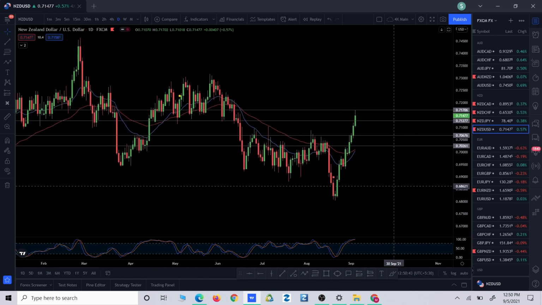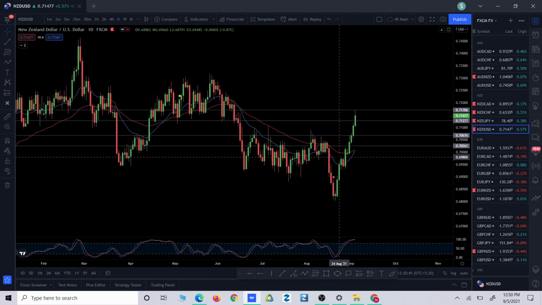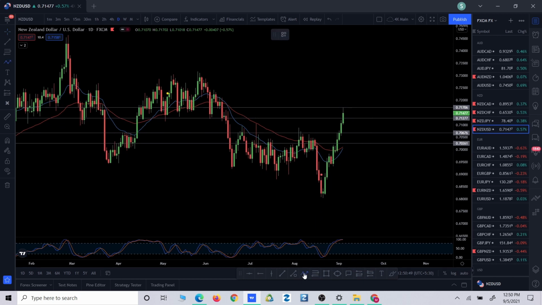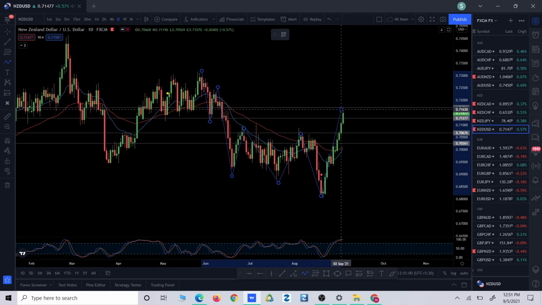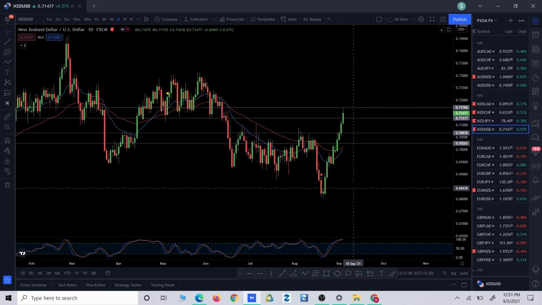As you can see, the price was in a downtrend, but recently the price has broken and closed above the previous high, which indicates a beginning of a new uptrend. Starting from here, we have a low, lower high, lower low, lower high, lower low, same high, lower low, and right now the price broke and closed above the previous high, which indicates the beginning of a new uptrend.